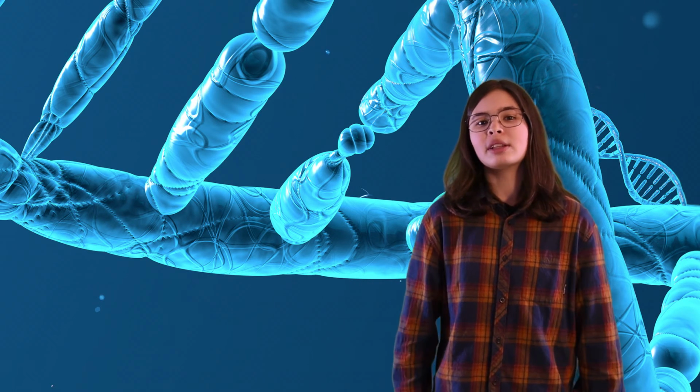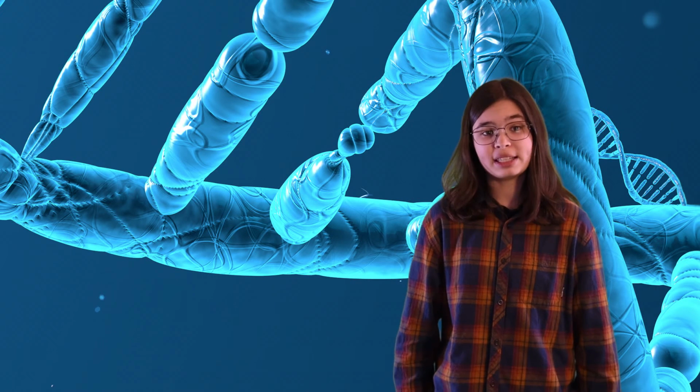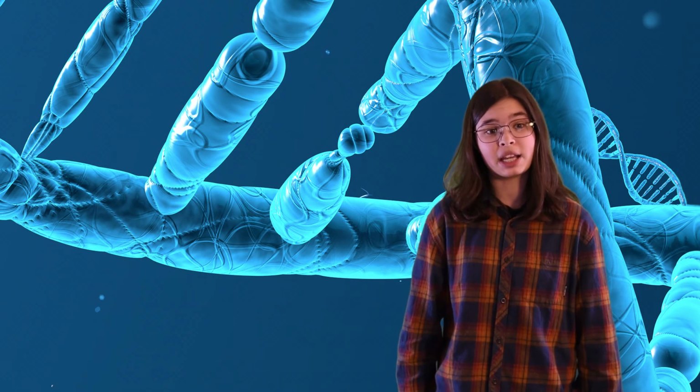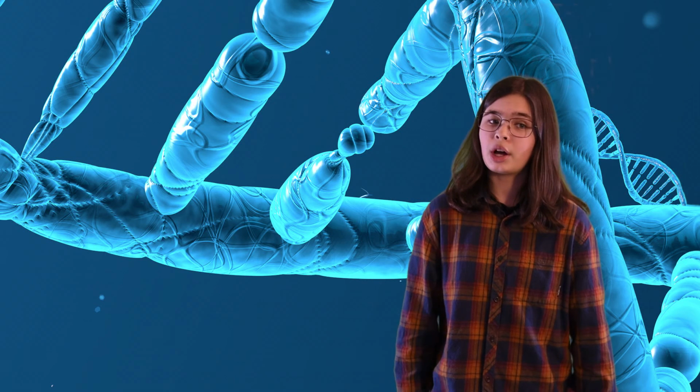In this video, we went over alleles, genotypes, dominant genes, recessive genes, homozygous genotypes, heterozygous genotypes, phenotypes, Punnett squares, codominance, and incomplete dominance.